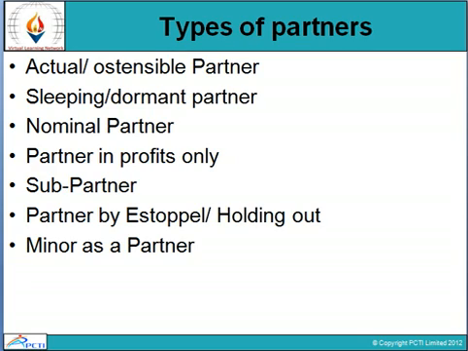According to Section 28, when a person by word spoken or written or by his conduct represents himself, or knowingly permits himself to be represented, as a partner in a firm, he is liable as a partner in that firm to anyone who has, on the faith of any such representation, given credit to the firm. Last one is minor as a partner.